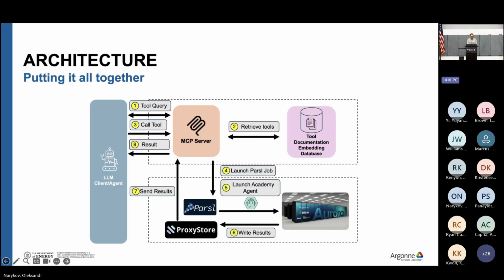So basically, the MCP server gets the description of the tool and the task, along with the data that is accessible via a Redis server. It sends it to the LLM client agent, which would call the tool. Then the MCP server would launch a Parsl job on the remote HPC server and finally get the result.